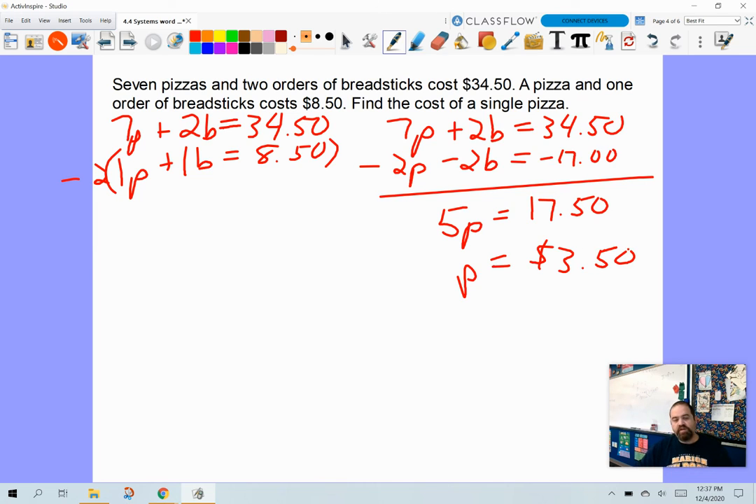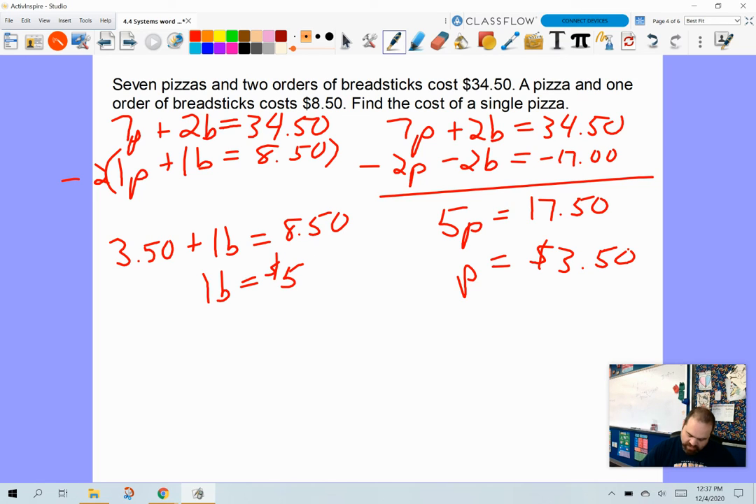Okay, so pizza's $3.50. Take that value. I'm going to plug it back into the bottom equation because my multipliers are 1. So I don't have to do as much work if I go to the bottom equation. So I've got a pizza is $3.50. And an order of breadsticks is $8.50. These must be really good breadsticks because an order of breadsticks is $5. Okay, pizza's $3.50, breadsticks $5. Again, you don't need to put it as an ordered pair.